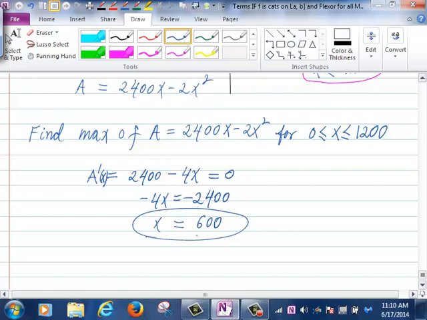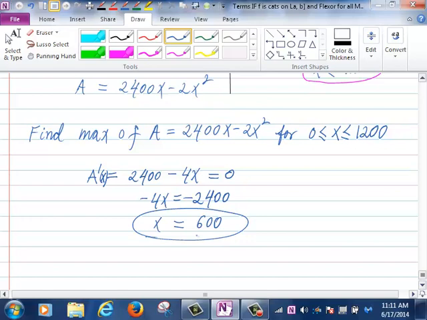I know that if I have a continuous function on a closed bounded interval, then the absolute max and absolute min occur either at the endpoints or at the critical points, right? Now, there is only one critical point. Can the maximum occur at the endpoints in this case? Well, think about it. If x is 0, that means my width is 0. Then the area would be 0. That cannot be the maximum area.